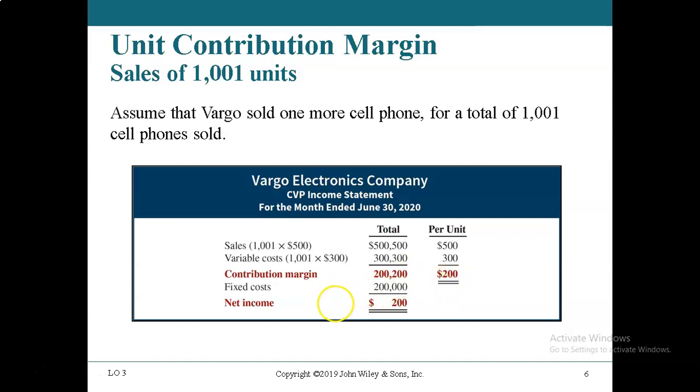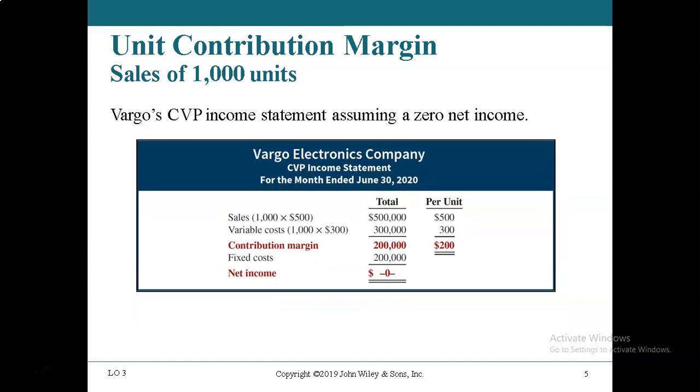You'll note that the fixed cost is not changing. It's always the same. So in this example, if I sell 1,001 units, the fixed cost is $200,000. What if I sell 1,000 units? The fixed cost is still $200,000.